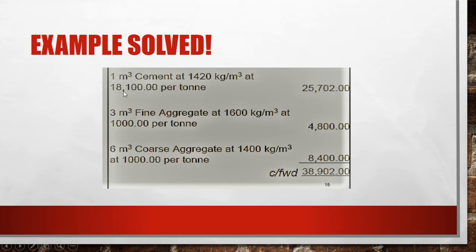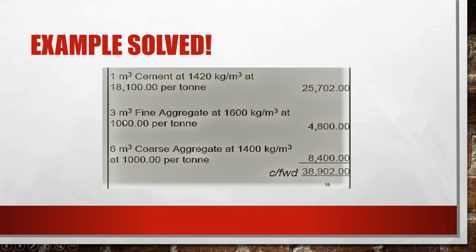If the price per ton is 18,100, what about 1.42 tons? You divide by 1 ton and multiply by 18,100, and you get 25,702 Kenya shillings. That's the cost of the cement.